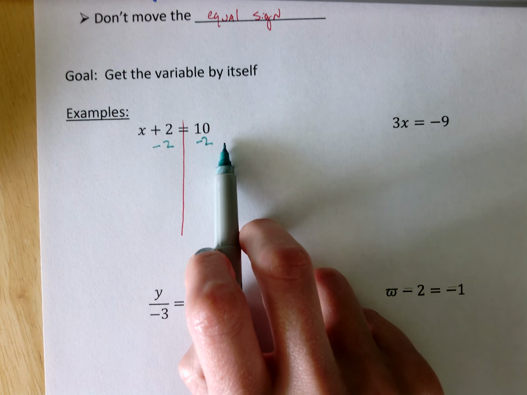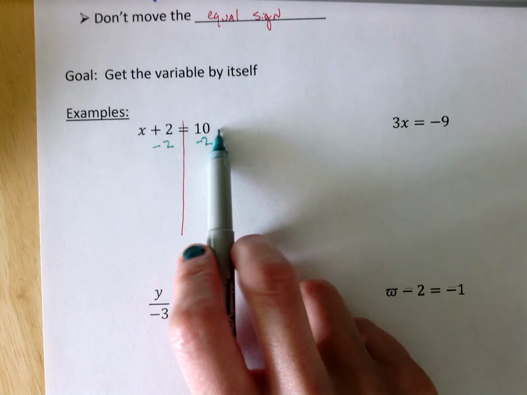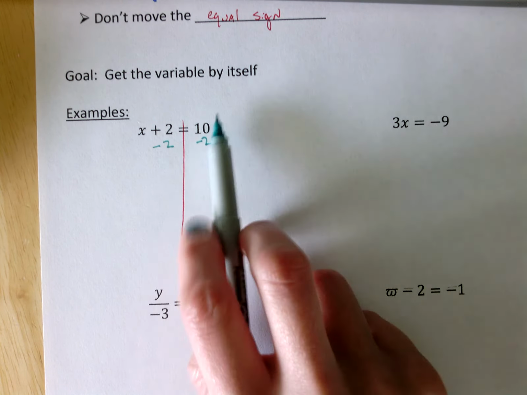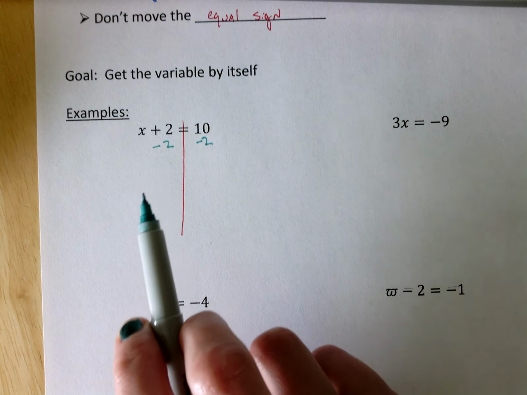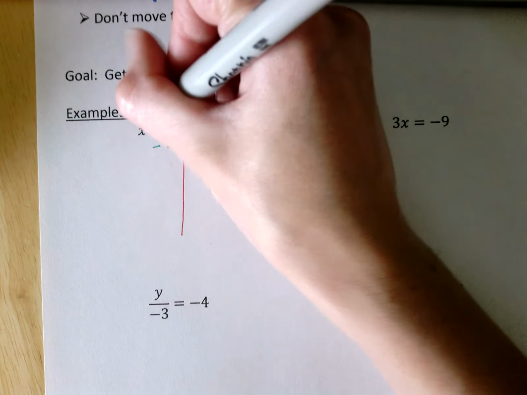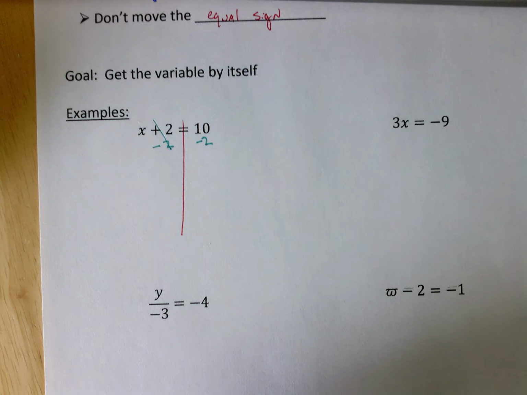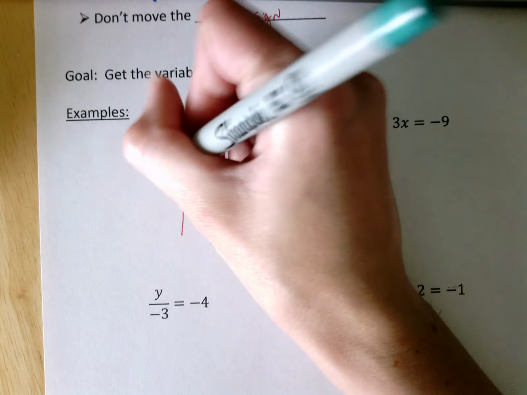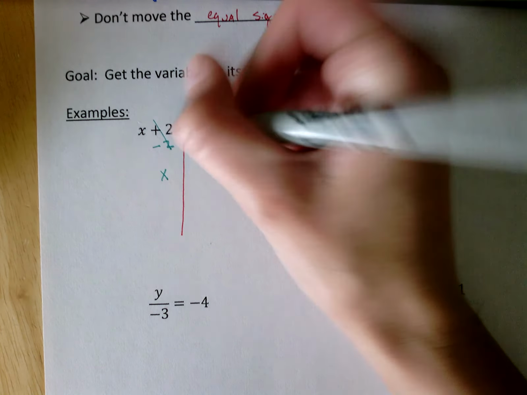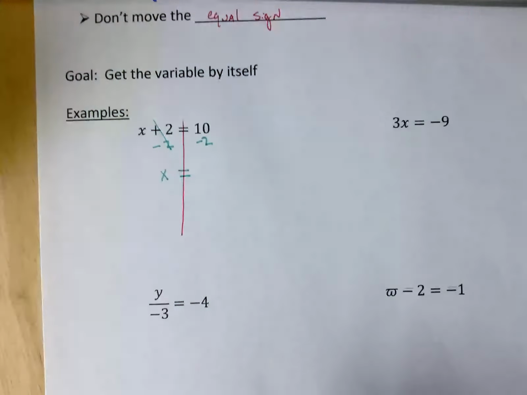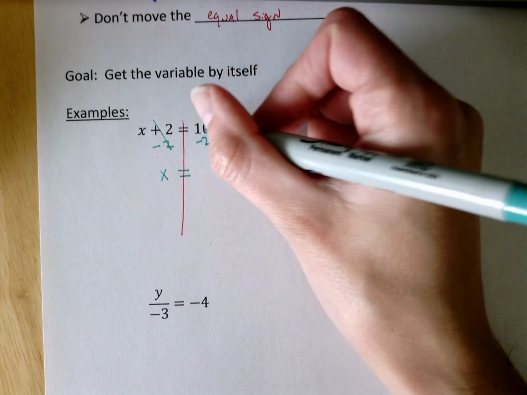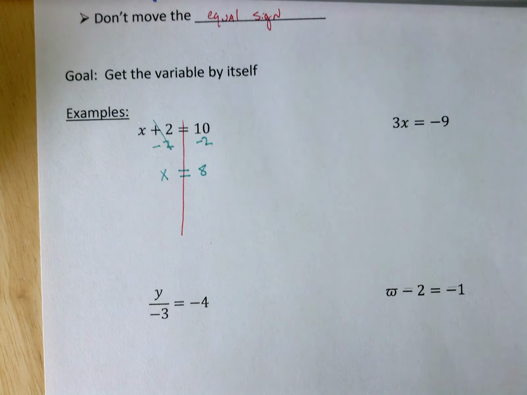Okay, that is how equations work. If this equals that, and I'm going to subtract 2 from this over here, I have to subtract 2 over there as well. Once I do that, these guys cancel each other out because they're inverses. I'm going to be left with just that x. I want to keep my equal sign right in the same spot. And then 10 minus 2 is 8. And that is the answer to my equation.